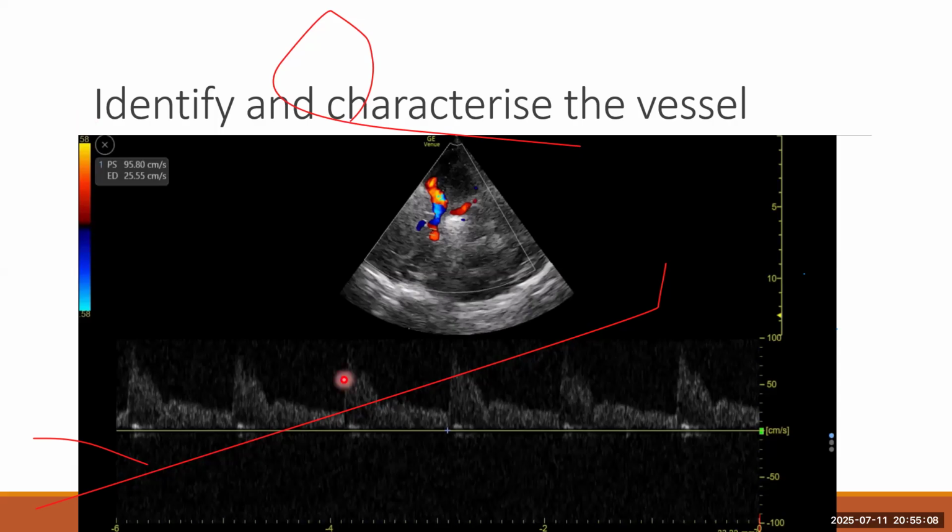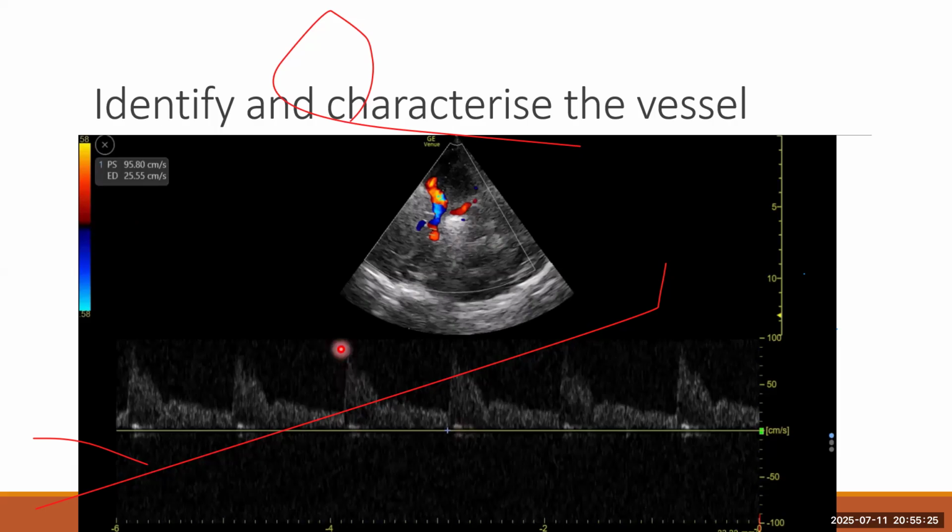So this is the transtemporal window. We are insonating the ipsilateral MCA. The peak velocity is 95. The end diastolic velocity is 25.5. There is definitely high PI. We can see a rapid upstroke, whereas the stepwise deceleration is not there.